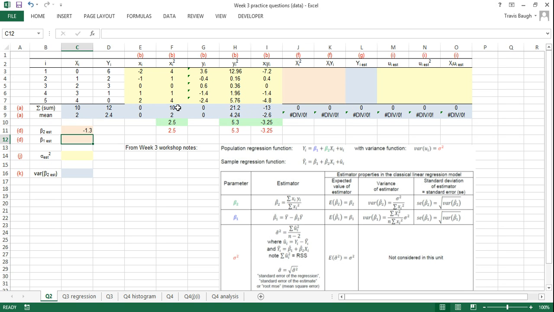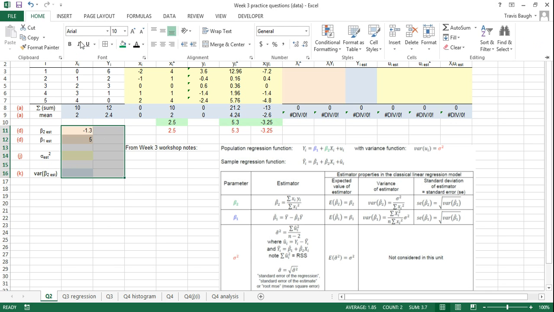negative 1.3, and then the estimate for B1 is the mean of y take away the estimate for B2 times the mean of y. Oh, that looks a little dodgy. That should be the mean of x at the end there. So the mean of y take away the estimate of B2 times the mean of x. It should be the mean of x, not the mean of y. And we get an answer of 5.